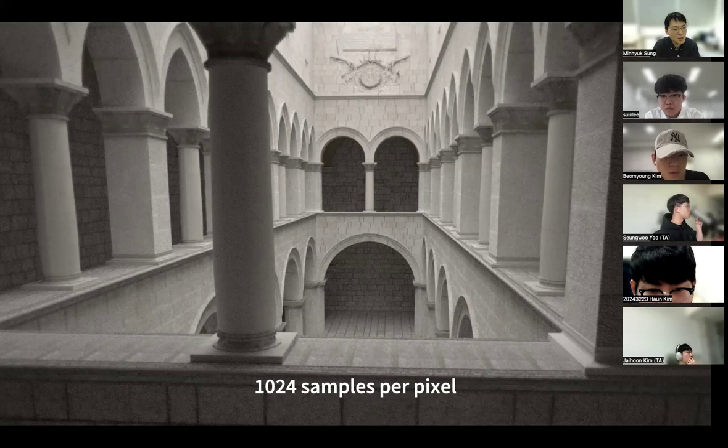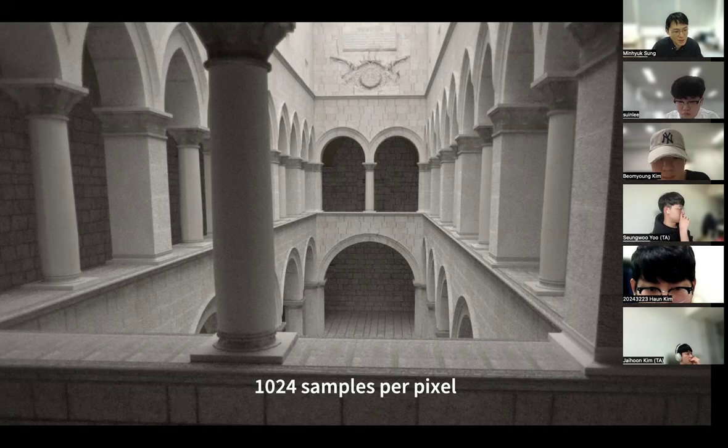But as you can see, this is the case where we have 1024 samples for every single pixel. When you think about the number of pixels, you can see that this involves huge computation to get a single image. So to get a realistic image, there is difficult computation involved to reach this level of realism. It's all about how to make this rendering pipeline more efficient.